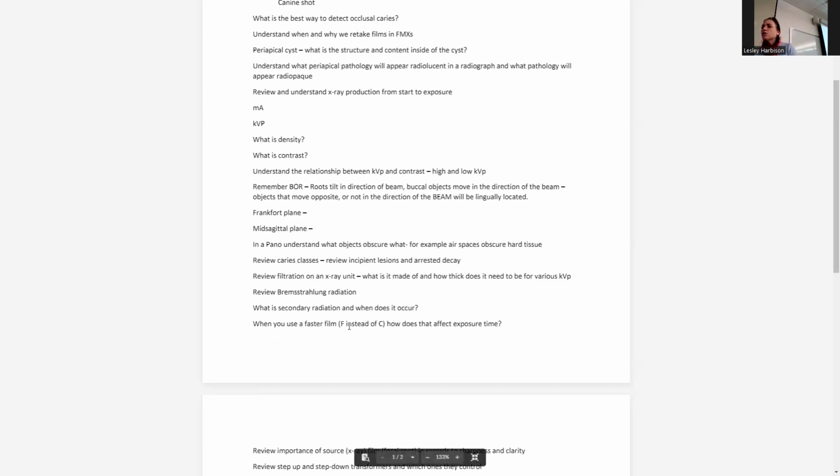When you use a faster film, so F instead of C or F instead of D, how does that affect exposure time? So they're faster films. You can think of F, and this is traditional. This is obviously talking about traditional, not digital.